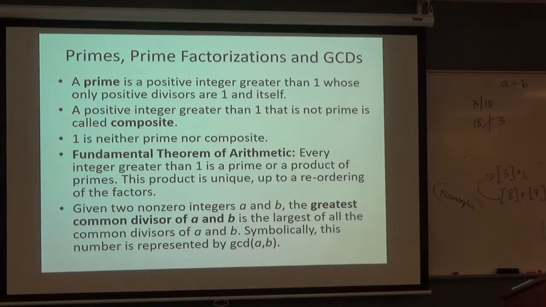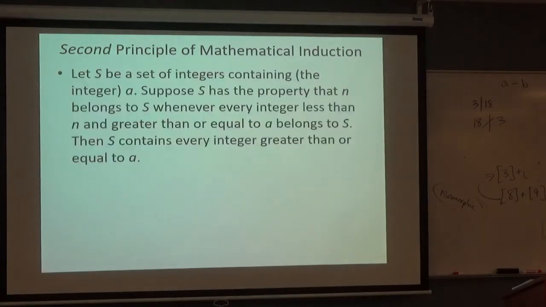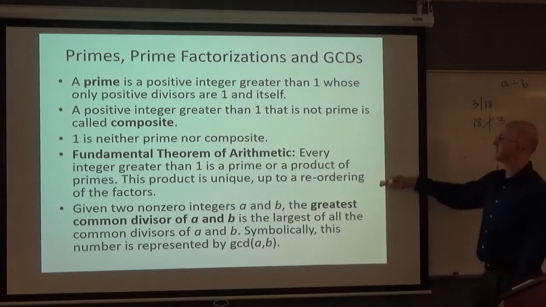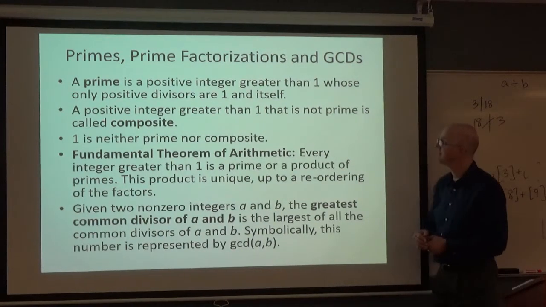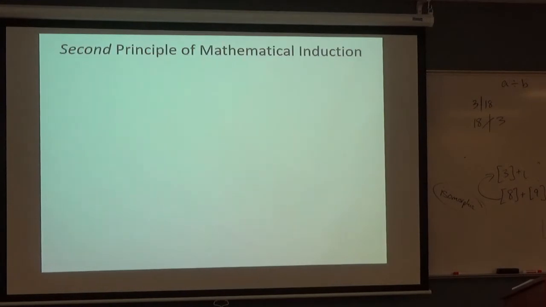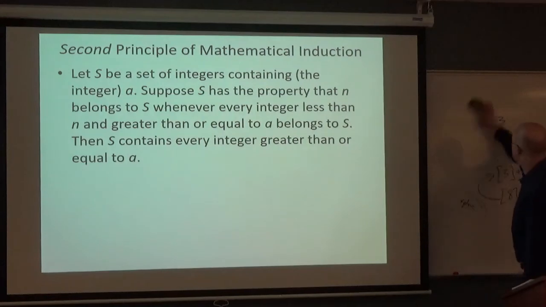And then we have the idea of the GCD. What I want to do now, though, is prove not the entire Fundamental Theorem of Arithmetic, but the existence part. I'm going to skip the uniqueness part. This proof is actually in the book, but I think it's worth doing. I'm going to use not the first principle of mathematical induction, but the second principle of mathematical induction. Again, this is all in the textbook, but I think it's worth going through.